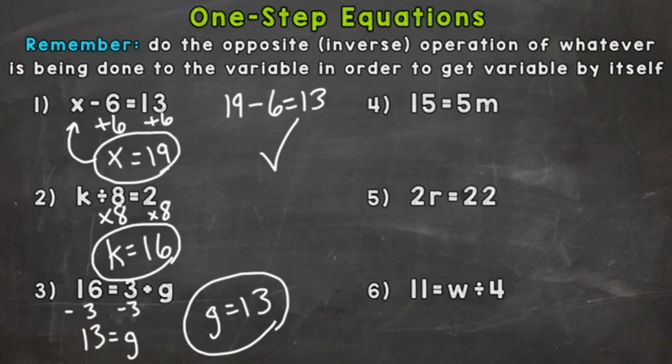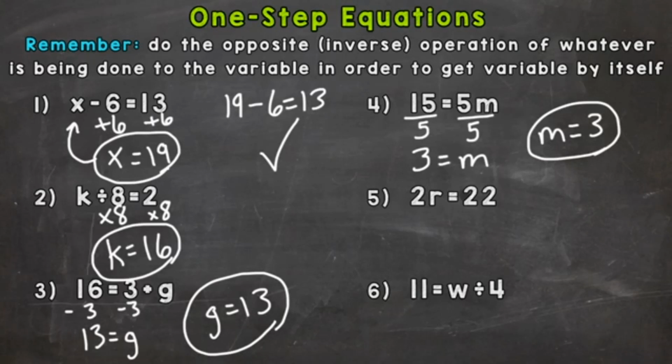Number 4, we have 15 equals 5m. Now a number right next to a variable or a letter means multiplication. So we're multiplying by 5 here. So the opposite of multiplying by 5 would be dividing by 5. That would give us our m by itself. And if I put it in fractional form, fractions are division. That means divide by 5. So do it to both sides. So we have the m by itself, and then 15 divided by 5 gives us 3. So m equals 3. Let's double check. 5 times 3 does equal 15, so we have the correct answer there.